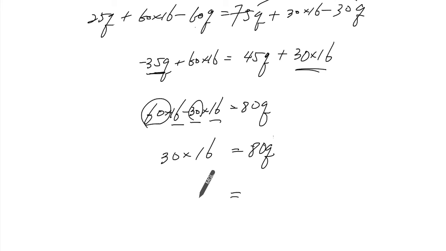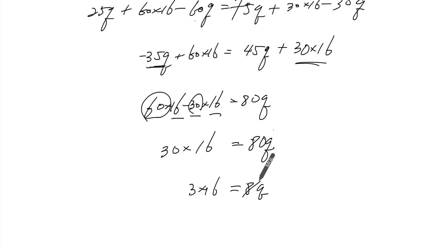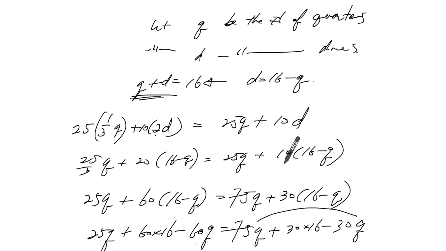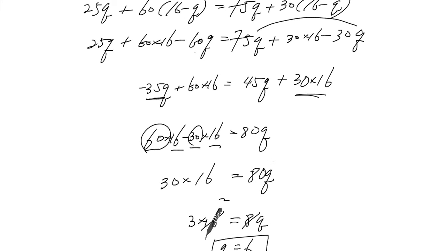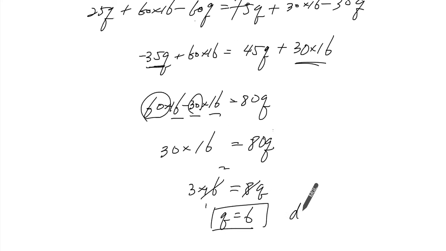I'm going to divide both sides by 10 to get 3 times 16 is equal to 8Q. And then you can divide both sides by 8 to get 2. So Q is equal to 6. Okay, so if Q is 6, since the combined sum was 16, dimes is 10. 6 quarters, 10 dimes.